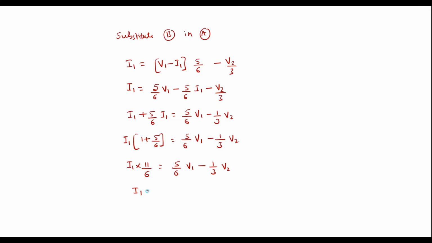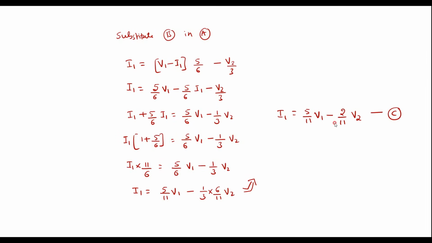Simplifying this, I get I1 is equal to 5 by 6 into 6 by 11, so 6 will get cancelled, giving 5 by 11 V1 minus 1 by 3 into 6 by 11 V2. I can continue here: I1 is equal to 5 by 11 V1 minus, 6 by 3 is 2, that is 2 by 11 V2. Now let me call it equation C.